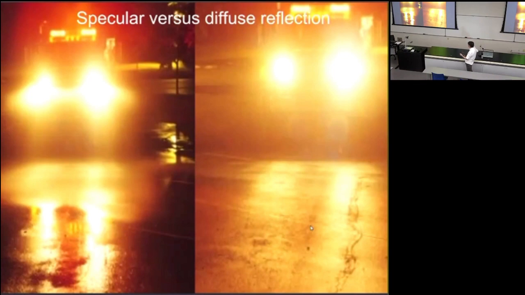And this is an everyday example of specular versus diffuse reflection. Here the road surface is wet. Here the road surface is dry. The wet road makes a smoother surface, and you tend to see specular reflection. The dry road is a rough surface, and you tend to see diffuse reflection.